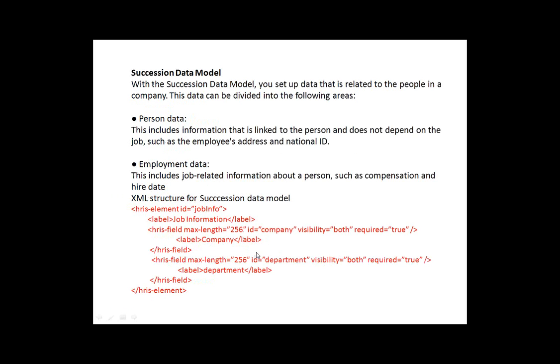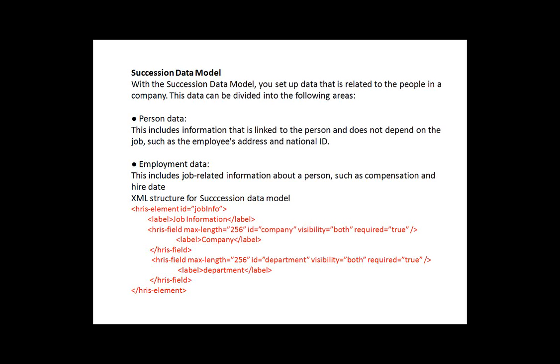The next data model is the succession data model. The succession data model defines the structure to set up data related to the people in the company. The data is divided into person data and employment data. The person data includes information which is linked to the person and is not with respect to the job. So it is the employee's address, national ID, date of birth, etc.